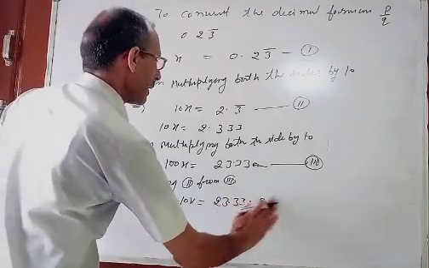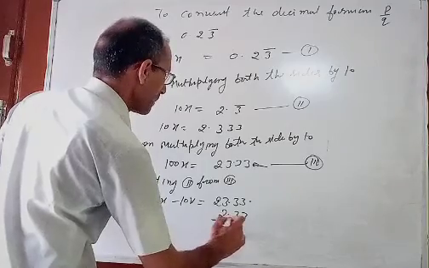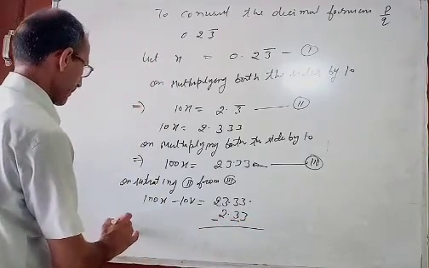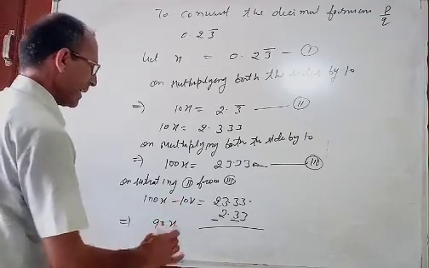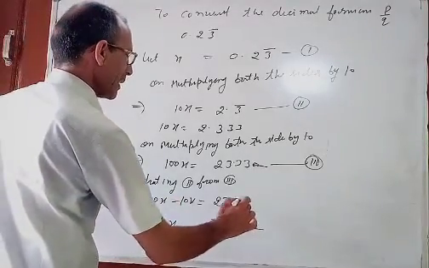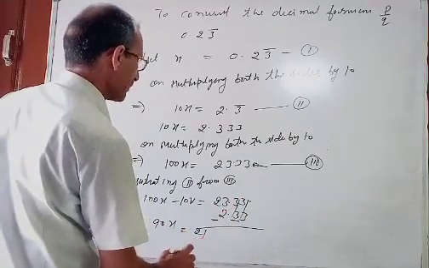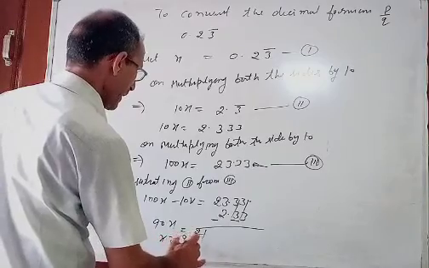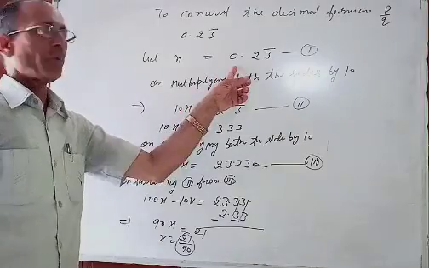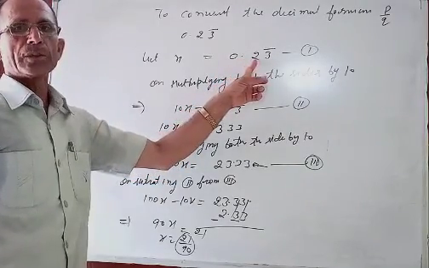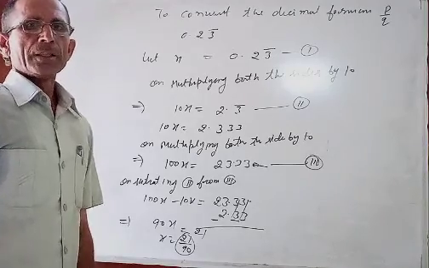So you can write like this, then you'll understand easily. 23.33 minus 2.33, because we are subtracting, so sign will be changed. So 100x minus 10x, it will be 90x. The 3s cancel, and 23 minus 2, it will be 21. So value of x will be 21 by 90. So this is the p by q form of 0.23 bar. Any doubt, any confusion? Okay.